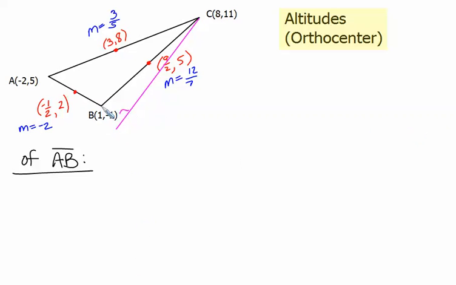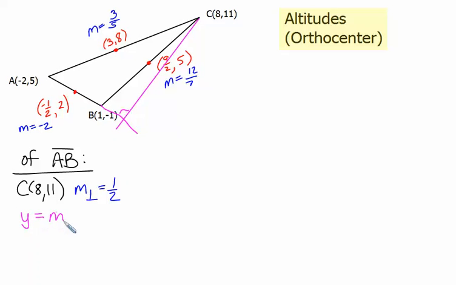So for example, if we wanted the altitude that went to side AB, we're going to use point C, which is (8, 11), in conjunction with the opposite reciprocal slope of side AB, and that would be 1/2. Hopefully you see where that's coming from in the picture.